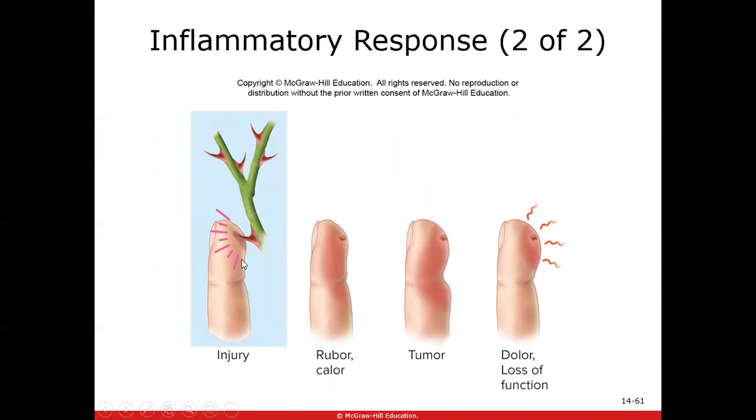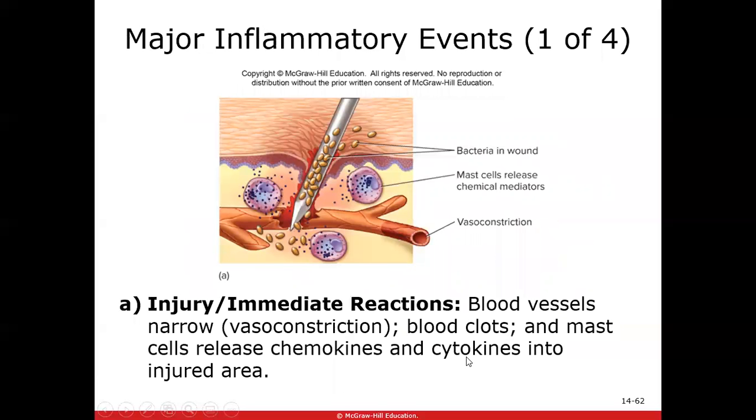So you get the injury, and then you get rubor, calor, tumor, and dolor. So you get redness, warmth, swelling, and pain. Okay, so this is what happens with the inflammatory response.